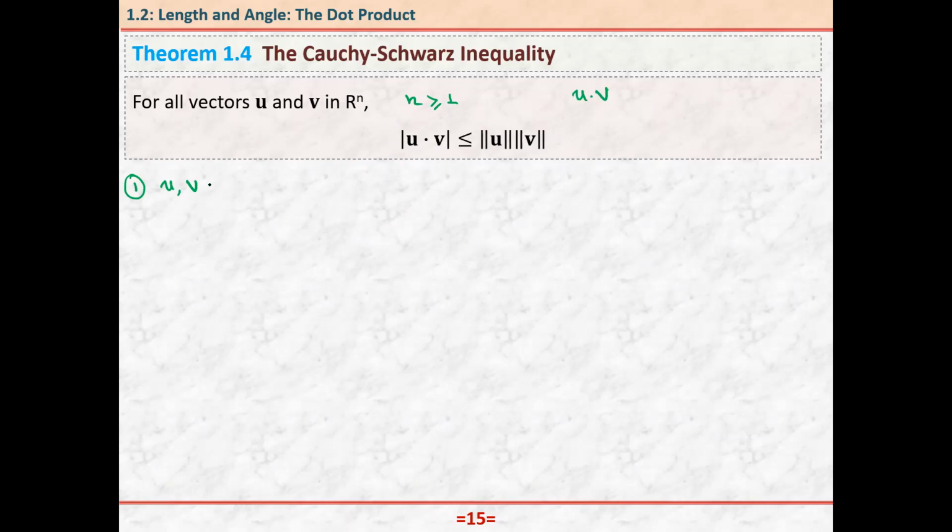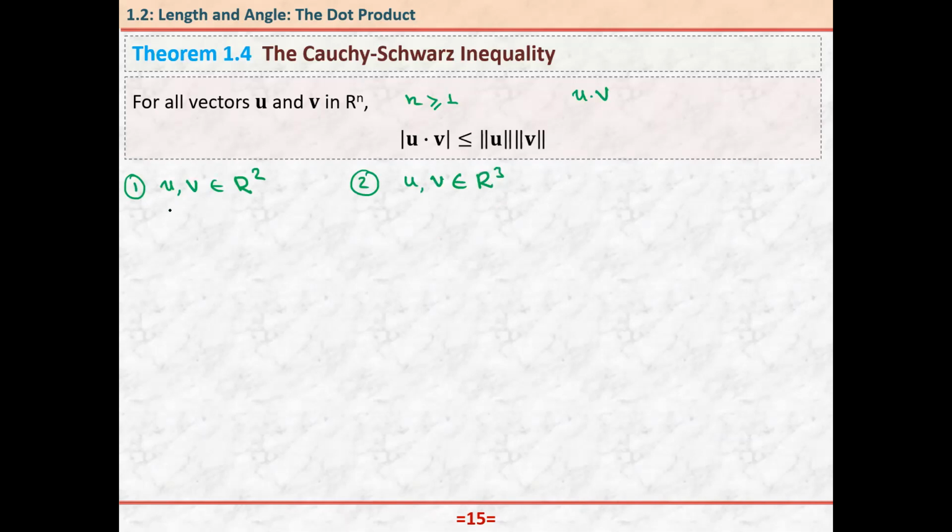Particularly, how about if u and v are from two-dimensional space? Does it work? Try this one, and after that, try the second one, where u and v are from three-dimensional space.